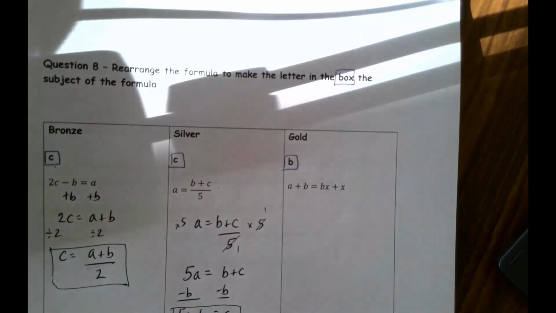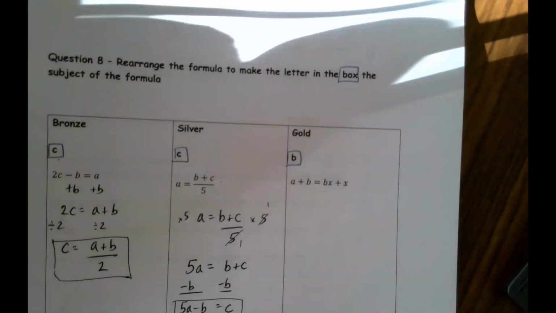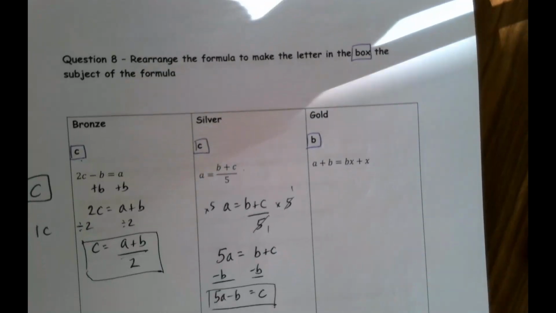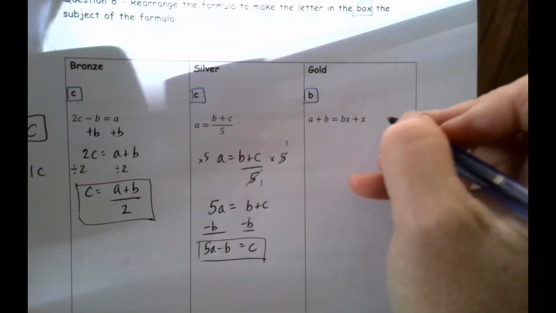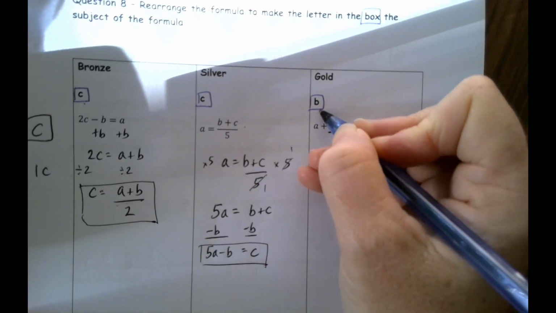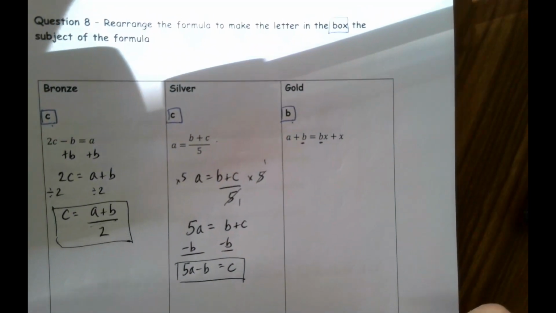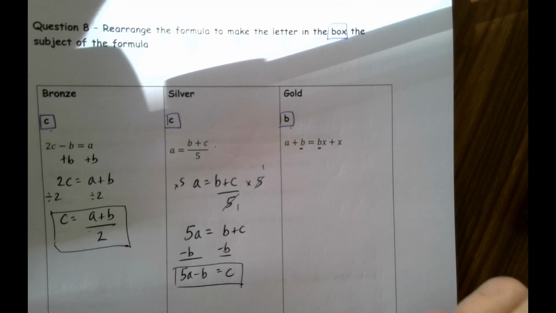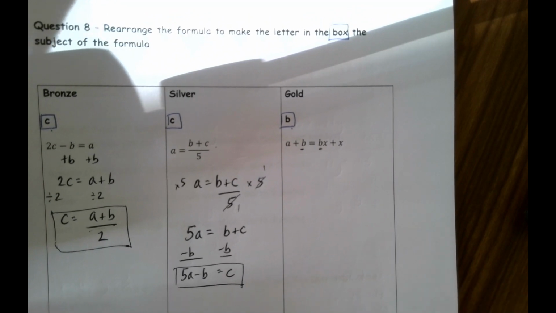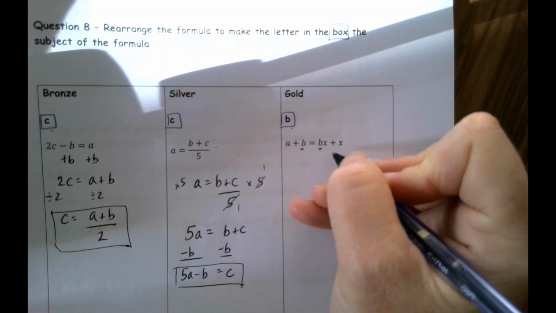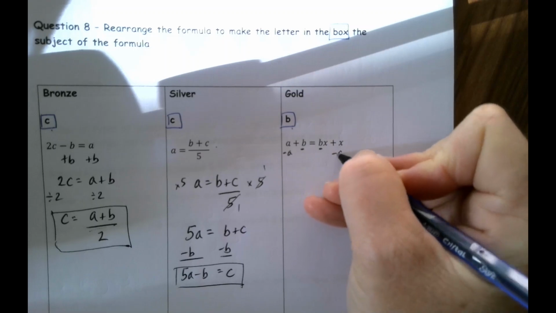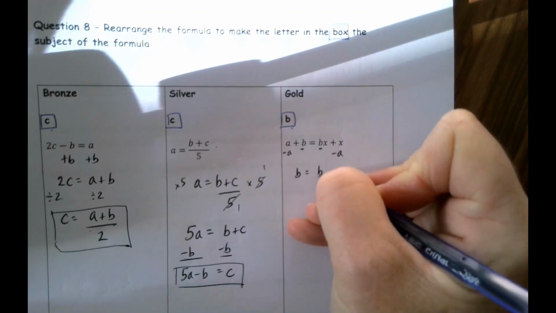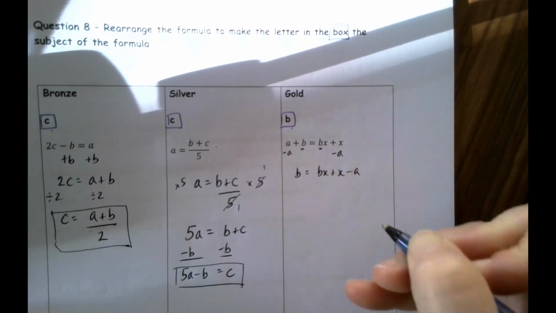And then the final one. A plus b is equal to bx plus x. Now there's a problem here because the b is there twice. I'm trying to get b by itself. The b is there twice. I have to get it down to once. We'll do what we normally do, and we'll get all the b's to one side and all the other things to the other side. Let's get the b's to the left. So we'll subtract a. So I've got b is equal to bx plus x minus a.